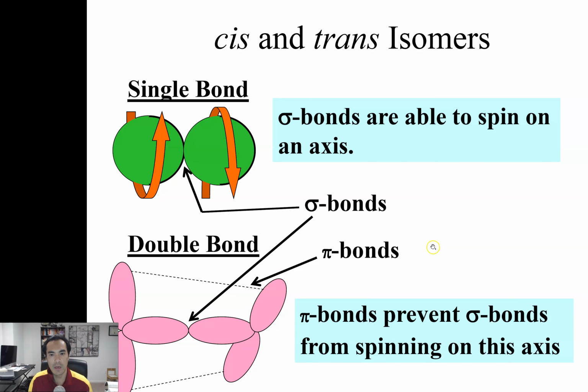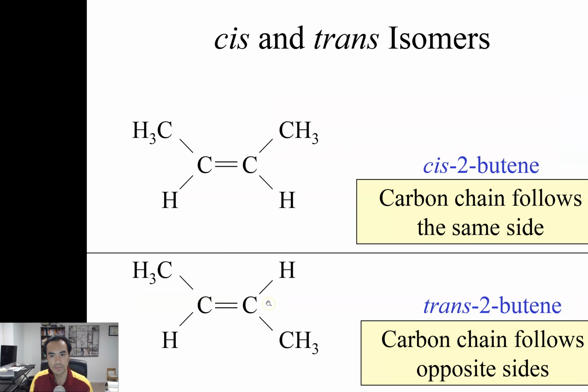Now, in a single bond, you have sigma bonds, and you're able to spin around on the axis, while in a double bond, you're going to have a pi bond, which prevents it from spinning. So normally with a sigma bond, you're going to have this kind of swirl around, but with the double bond, you're going to have the pi bond, which is going to block it. And so that's why you get this kind of weird configuration, because of the fact that you've got that pi bond in.